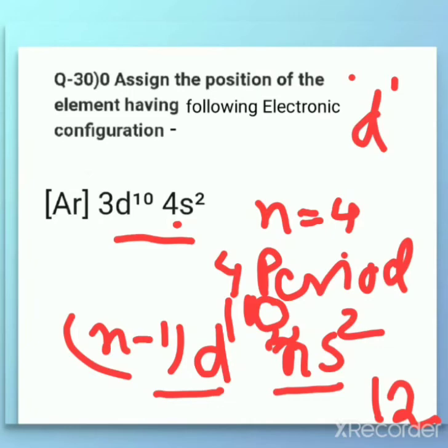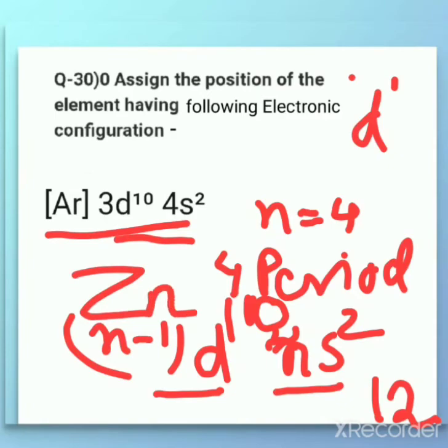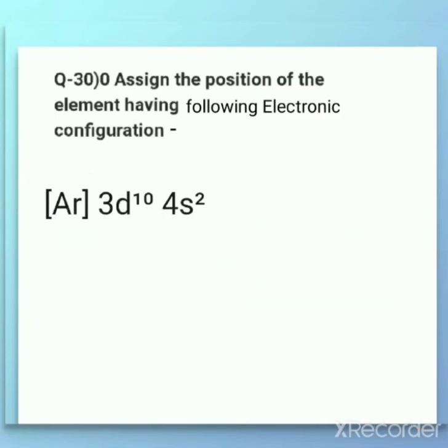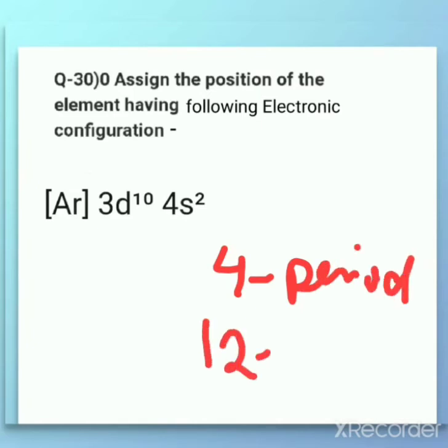So this particular case is actually which element? That is zinc. So zinc is the element which has this electronic configuration. So what is the answer for this question? It belongs to the 4th period, and we can say that it belongs to the 12th group in the modern periodic table.